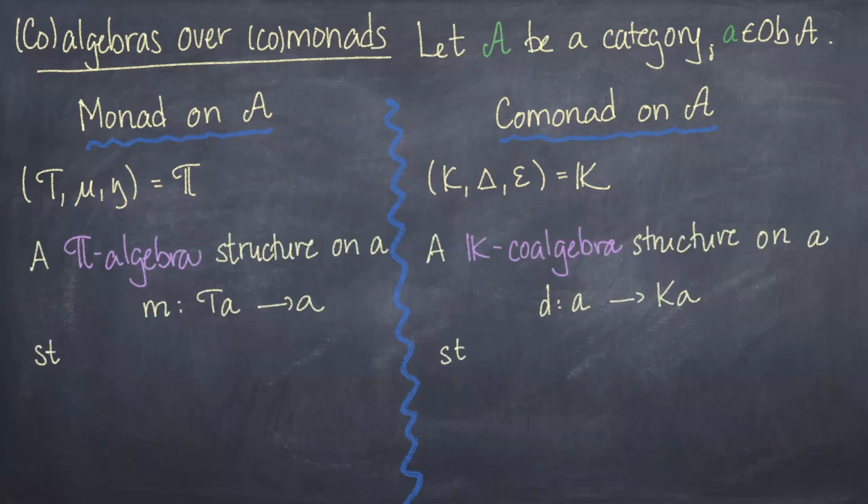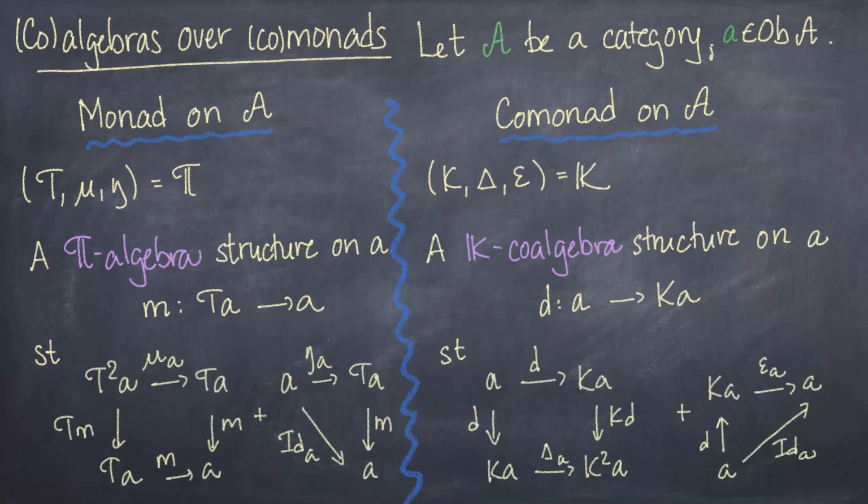So a T algebra structure on the object A is just a morphism in the category A from TA to A, satisfying certain properties. And the coalgebra structure is a morphism in the category A from A to KA. And they satisfy associativity and unitality properties. In the case of the algebra structure M, it's a compatibility between M and the natural transformation mu, because mu takes us from T squared A to TA. This gives us a nice associativity diagram, and we have the unitality condition as well. So there are a lot of interesting things to do in studying monads and comonads.